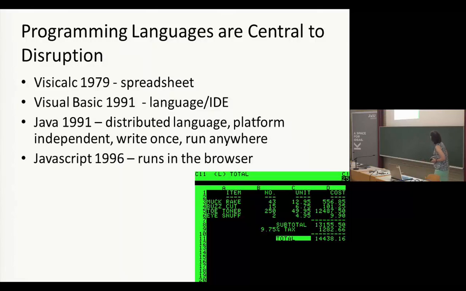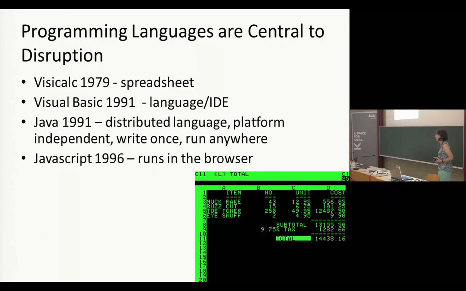Now, are programming languages central to disruption? Well, there's a language called spreadsheet. It's something called Turing complete. I'm not talking about using Visual Basic. In spreadsheets, you can actually solve virtually any problem. And the first spreadsheet that came out was called VisiCalc, and it was 1979. So that was a huge disruptive influence.